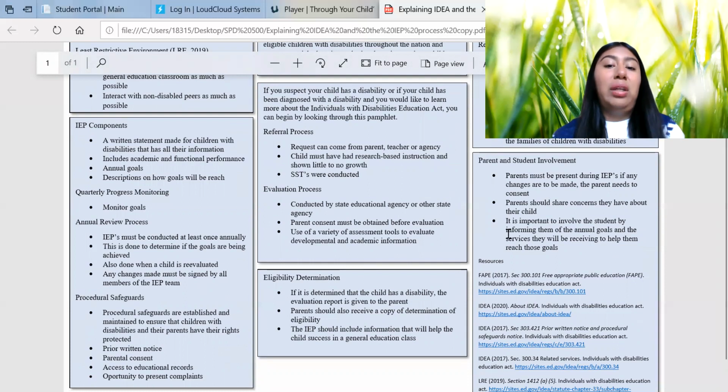And lastly, we look a little bit at parent and student involvement during this whole process. Parents need to be present during IEPs. If any changes are to be made, the parents need to give consent. And the IEP is an opportunity for the parents to share any concerns that they have. It's also important to involve the students by informing them about their annual goals and the services that they will be given to help them reach those goals.